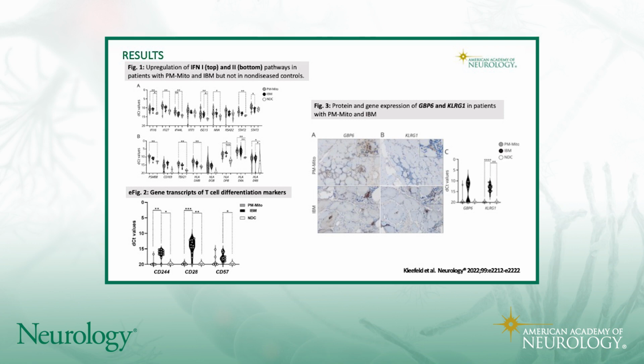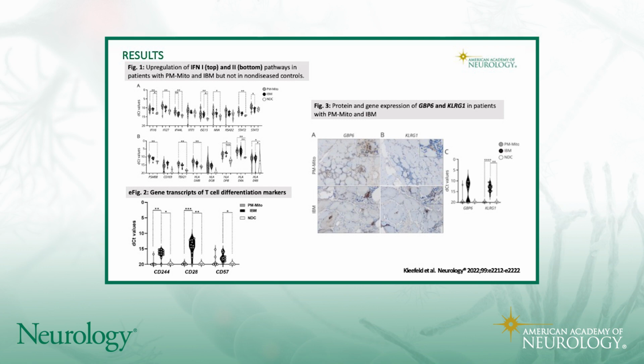And then in figure 3, I think one of the main figures of the paper, they see that there are 2 other genes, GBP6 and KLRG1, that are also much more regulated in patients with inclusion body myositis than in patients with PM-Mito. Actually, the authors call these 2 markers the black and white markers because they can differentiate the 2 groups quite well.